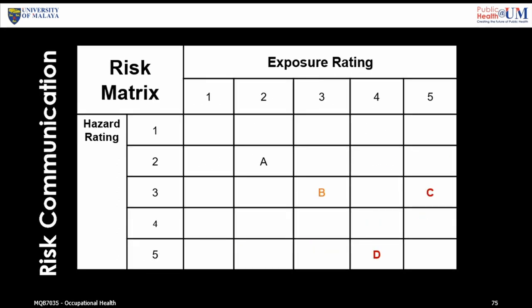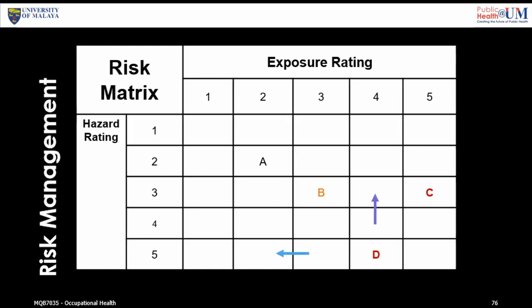So let's say you have substances A, B, C, and D. You put substances A, B, C, and D in this risk matrix, and you look at it: substance A is low risk, substance B is moderate risk, and substances C and D are high risk. But the idea is, how do you reduce the risk of the substance? You can move either upward or to the left.